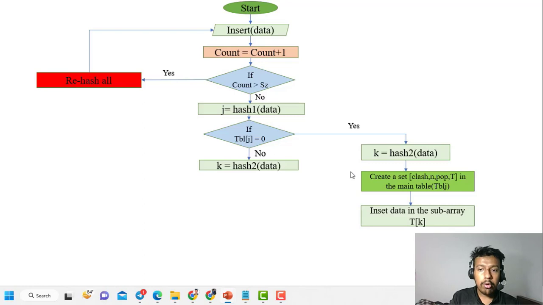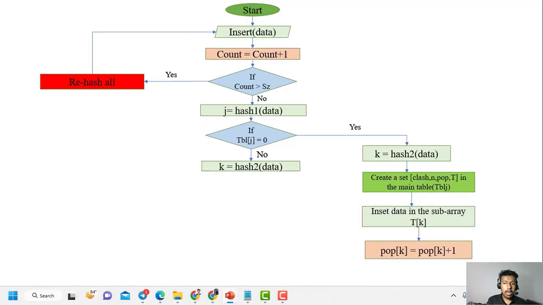We will insert the data in the secondary table t and will increase the same index in the other array pop, which is initially 0 for all. We will increase that by 1 in the same index. If index j is not equal to 0, we'll do the second level hashing and keep the hash function in k.